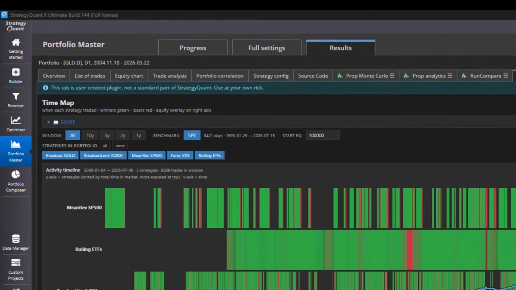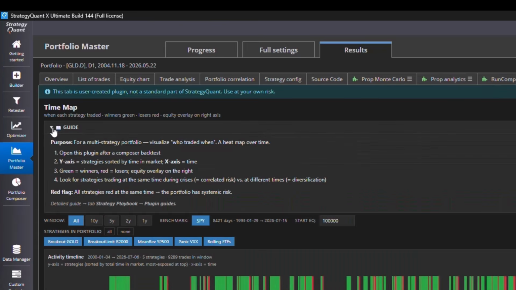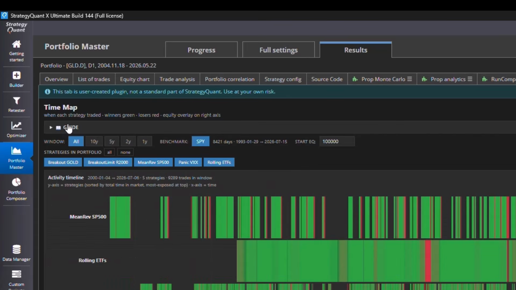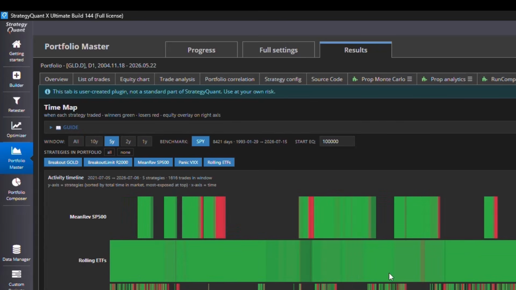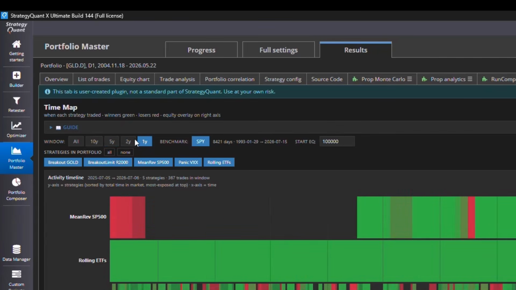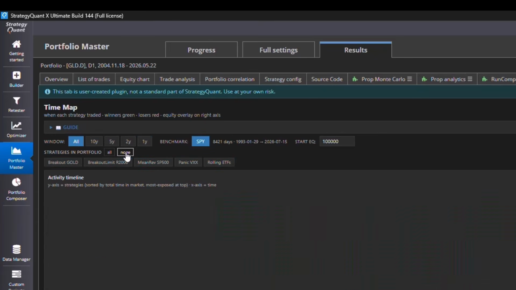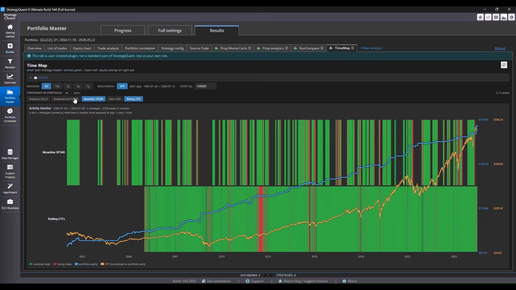The plugin also offers several additional display options. At the top, you will find a short guide explaining how to use it, an option to enable or disable the SPY benchmark, and quick controls for switching between different time periods. You can display the entire history or focus on the last 10, 5, 2 or 1 year. You can also disable all the strategies at once and then add them back one by one. This immediately shows you how each strategy affects the portfolio and whether it genuinely complements the others.